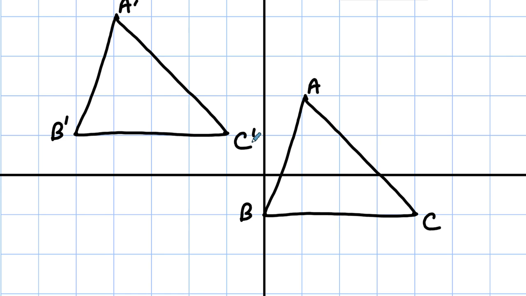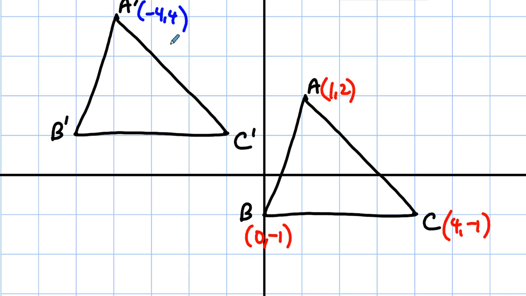And it's worth us considering what actually happened. So to do this, let's look at how the reds become blues. This is the point (1, 2). This is the point (0, -1). And this is the point (4, -1). And what happened to those points? Well, A prime is now at the point (-4, 4), and B prime is now at the point (-5, 1), and C prime is now at the point (-1, 1).